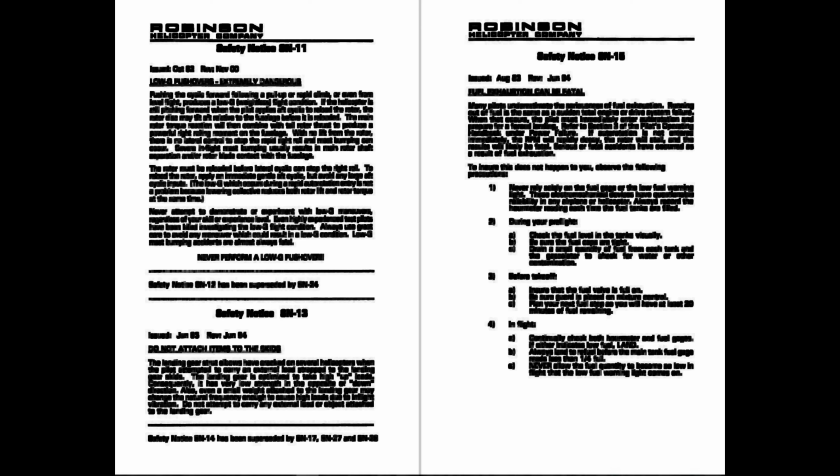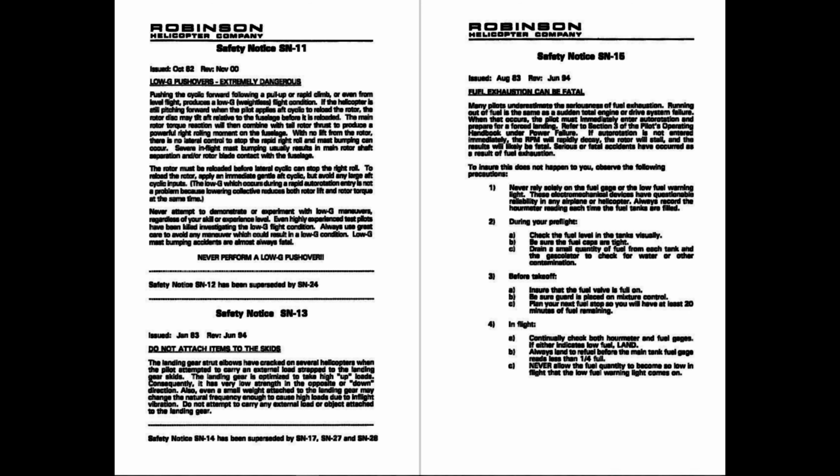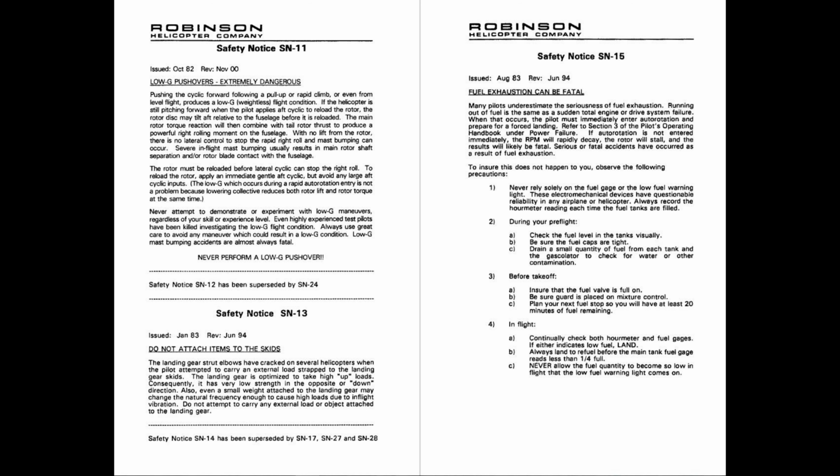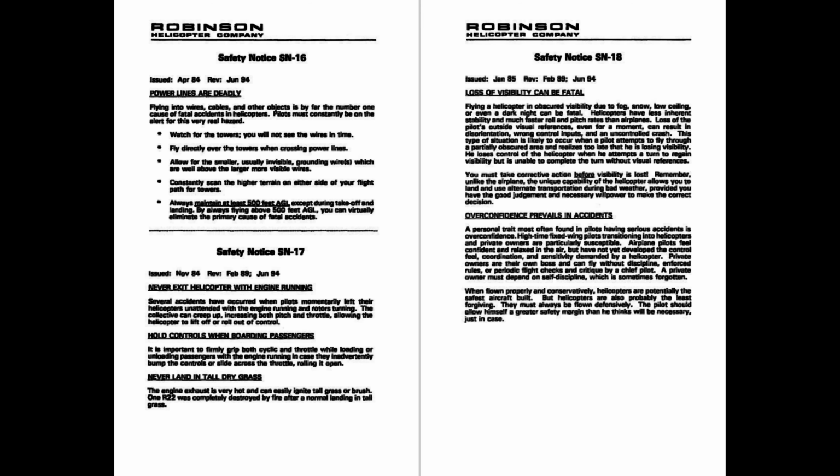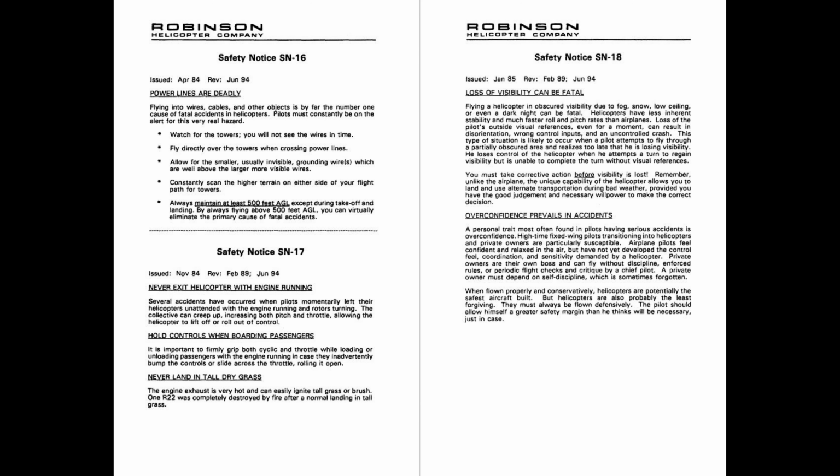What might happen after pushing the cyclic forward from level flight? A low G pushover, which is detectable by a right rolling moment on the fuselage, and must be countered by slowly raising the collective before applying left cyclic. During takeoff, you notice a pole ahead of you, but see no wires. What should you do? Fly directly over the pole.